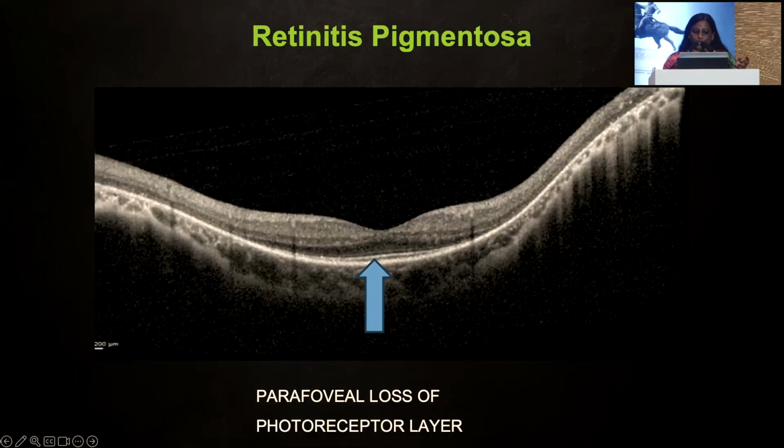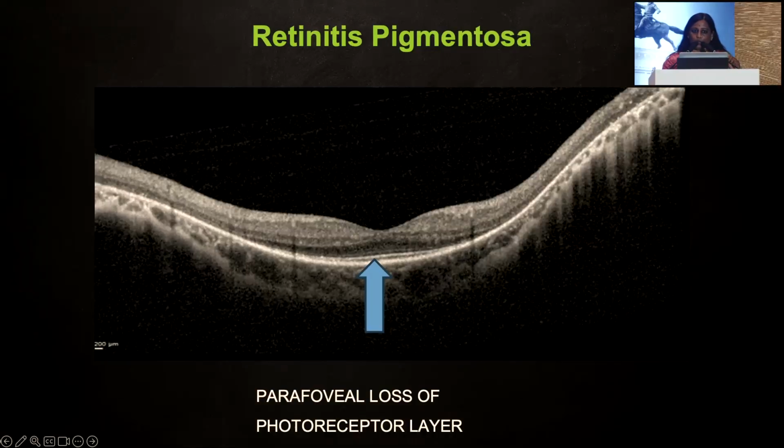You can see that bright RP band, and above that you can see a small layer of photoreceptors. Now that has to continue on either side, but it stops right there on either side. So this is a case of retinitis pigmentosa where there is a parafoveal loss of photoreceptor layers.